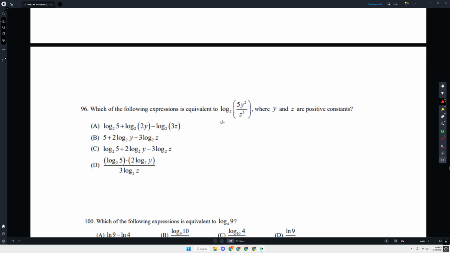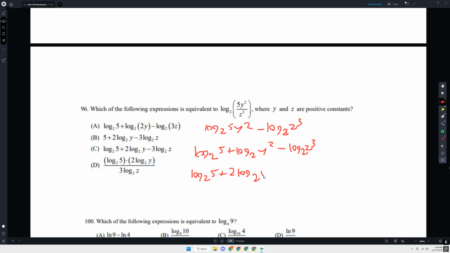For this one, we would do a similar thing where we would say it'll be log 2 of 5y squared minus log 2 of z cubed. Then we're going to split these again. So this would be log 2 of 5 plus log 2 of y squared minus log 2 of z to the 3. And then we would bring out the exponent. So this would be log 2 of 5 plus 2 log 2 of y minus 3 log 2 of z, which would line up with C.